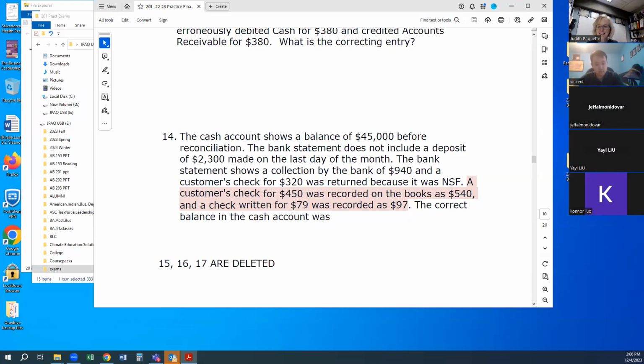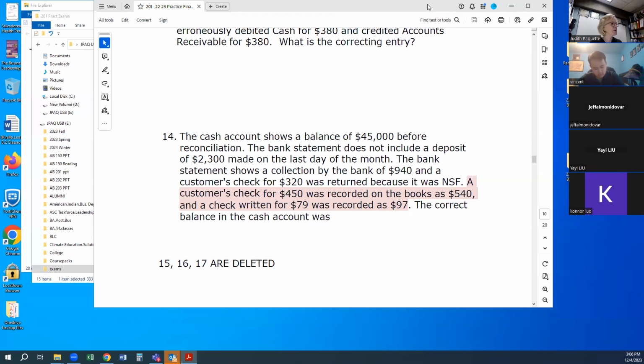Recording now. It is December 4th. We're doing a little review before the final exam. And we're looking at number 14. The cash account shows a balance.